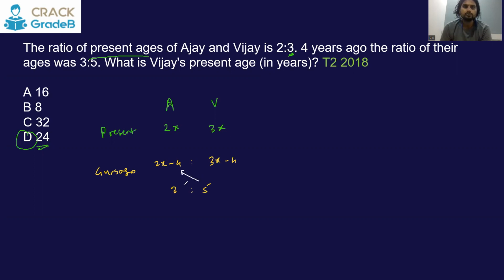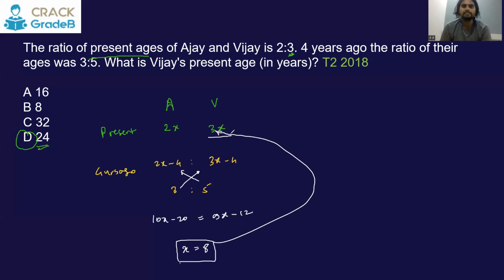So all you have to do is the cross multiplication. It becomes 10x minus 20 is equal to 9x minus 12. X becomes 8. The value of x is 8. They're asking what is the present age of Vijay. You have to put the value of x is equal to 8 here. That is 24. Hence, option number D is the answer. Easy. Let's see one more.